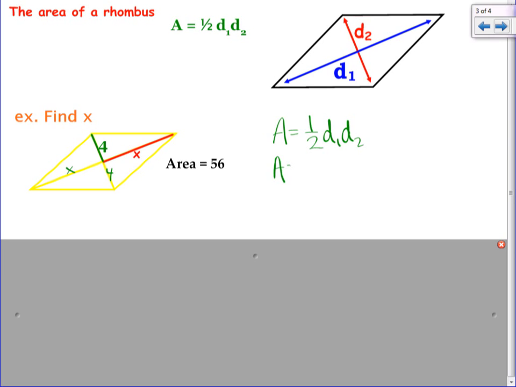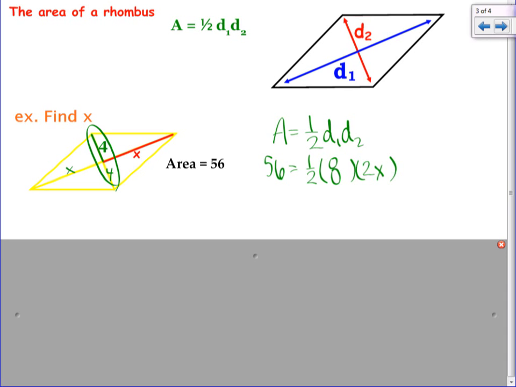Okay, so now we'll put in the numbers we know, but I need to erase A because what's going to go in for A? Yeah, the actual area that they gave us, 56 equals 1/2. Now we need to put in the 2 diagonal lengths. What are they? 8. Everyone see where we got 8? We have to use the entire diagonal. So we've got 8 here. How long is the other one? 2x. Okay, all the way across is 2x.